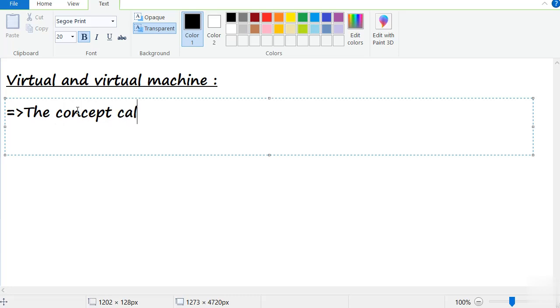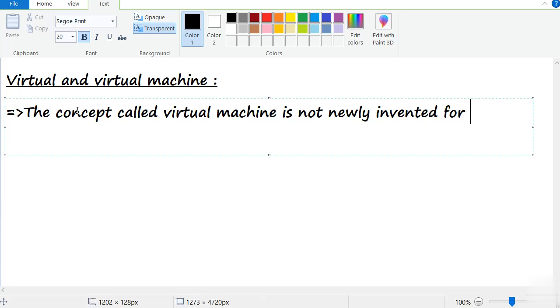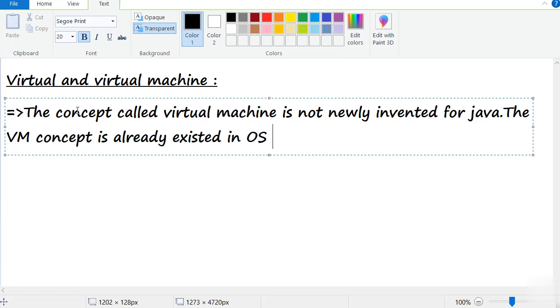The concept called virtual machine is not newly invented for Java. The VM concept already existed in operating systems and other languages.